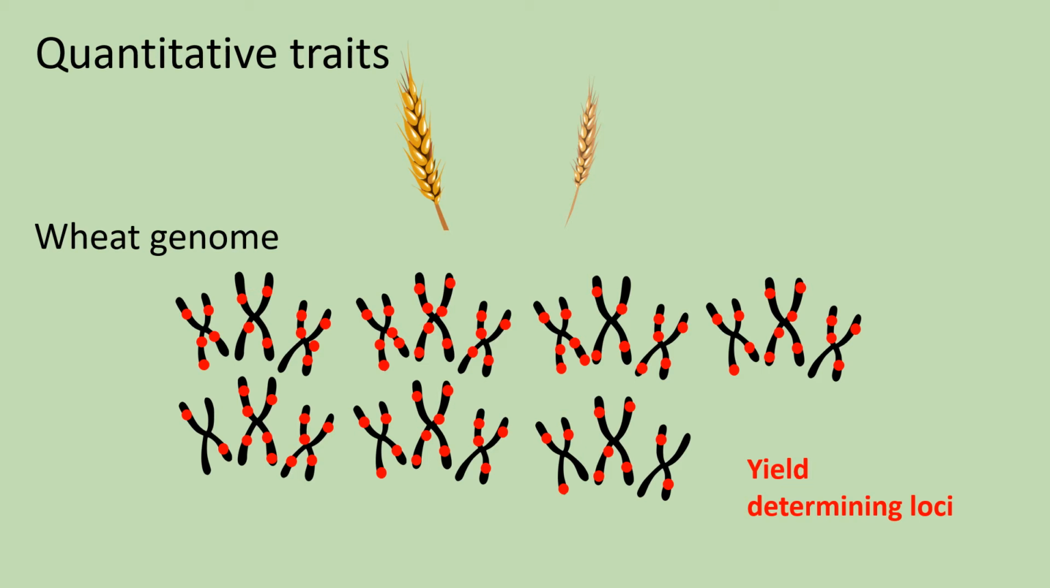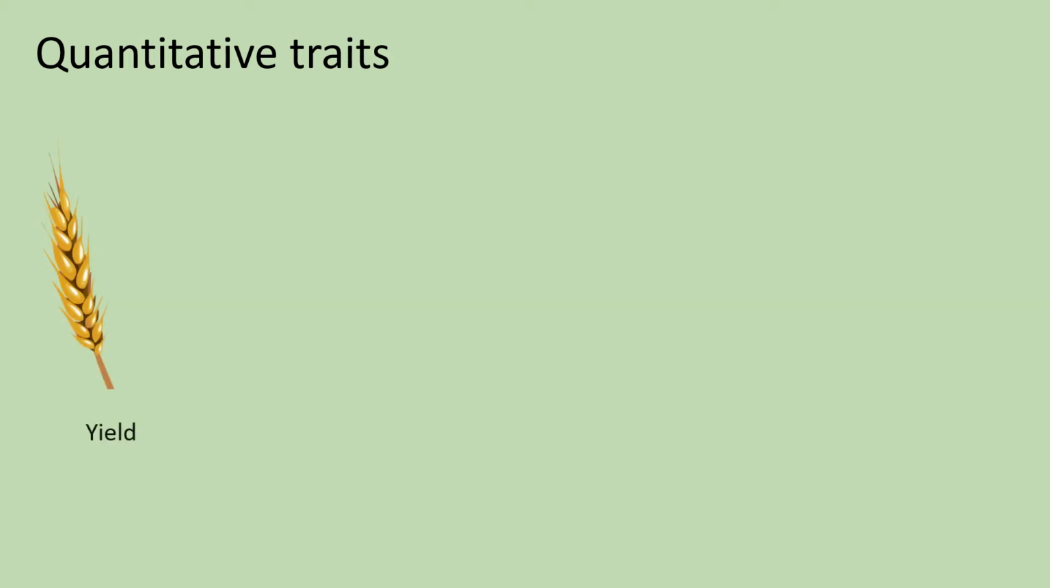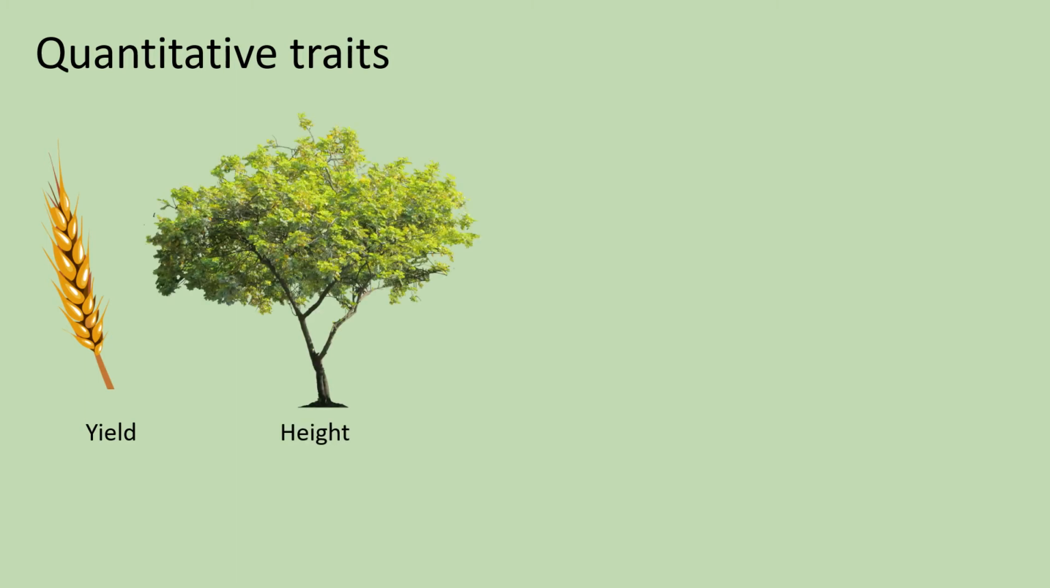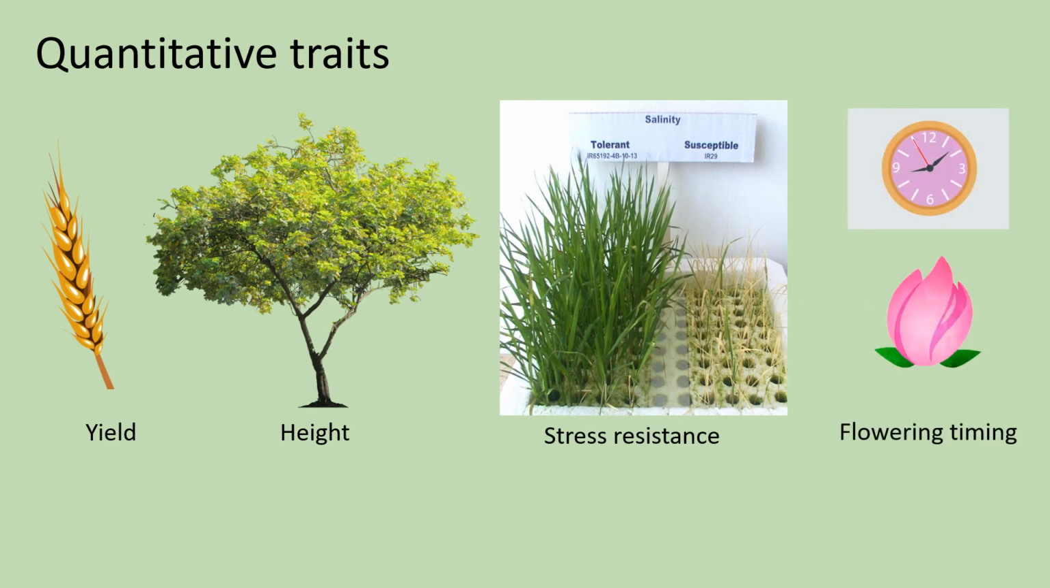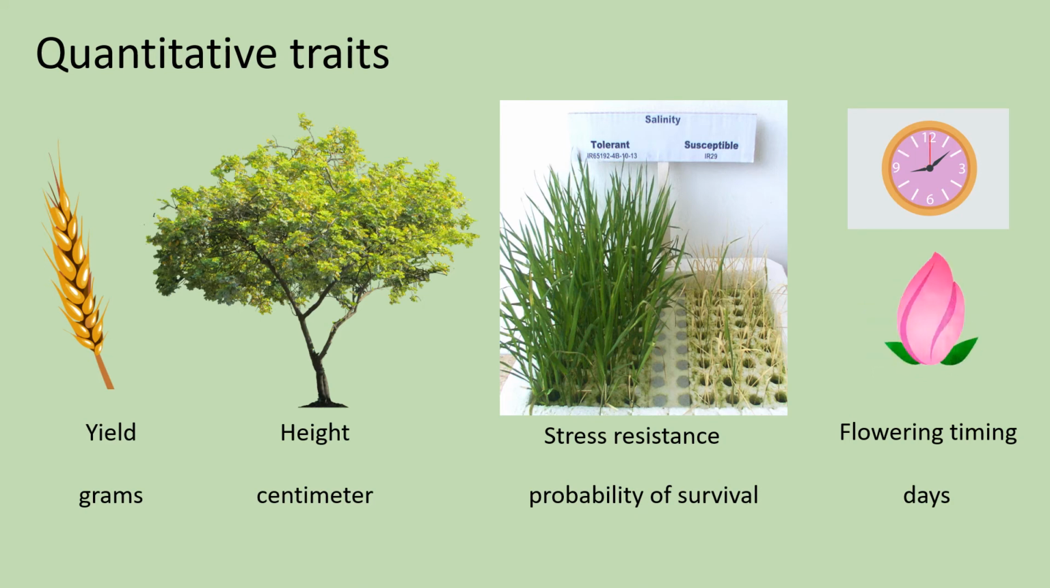And to make things more complicated, the expression of these genes often depends on the environment in which they're measured. So plants growing in fertilized soil would have higher yield than plants growing in nutrient-poor soil. It is not just plant yield that is a quantitative trait. Plant height, resistance to environmental stress, dormancy, phenology, and many others are quantitative traits as well. All quantitative traits have a continuous phenotypic variation in the population, which can be measured in units. They are controlled by multiple genes with small additive effects, and their expression depends on the environment.